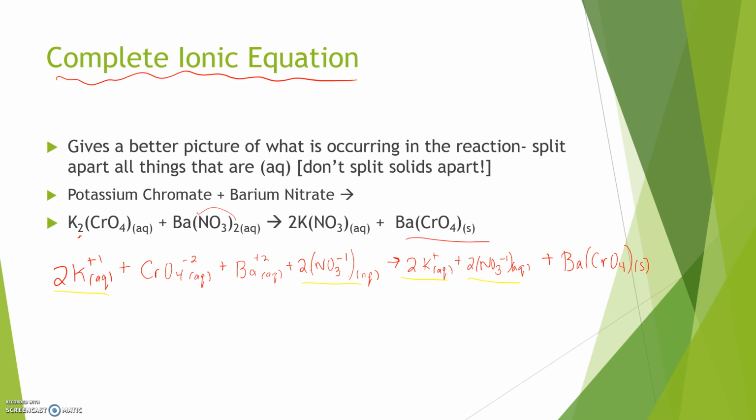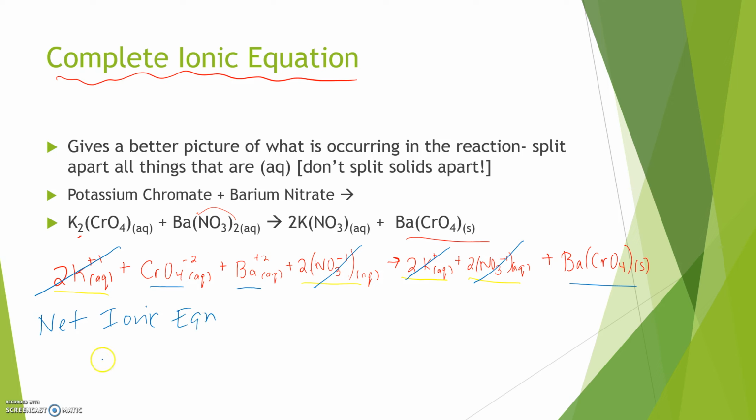So if I go back to my complete ionic reaction here, I can cross out anything that I see that's the same on both sides. So here, K plus is exactly the same. NO3 minus is exactly the same. Then what I have left is what is called my net ionic equation.